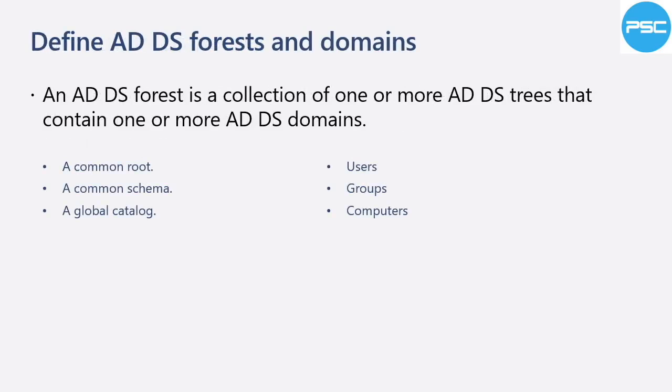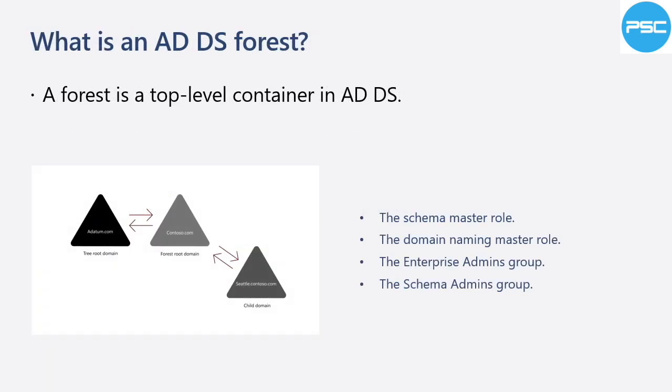An ADDS forest is a collection of one or more ADDS trees that contain one or more ADDS domains. Domains in a forest share a common root, a common schema, and a global catalog. An ADDS domain is a logical administrative container for objects such as users, groups, and computers. A forest is a top-level container in ADDS. Each forest is a collection of one or more domain trees that share a common directory schema and a global catalog. A domain tree is a collection of one or more domains that share a contiguous namespace.